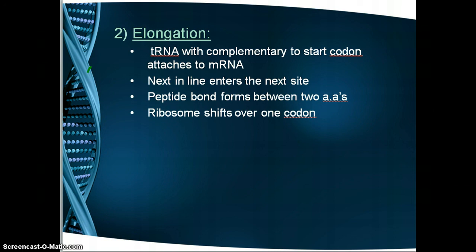So 2 tRNA molecules come into the ribosome and attach side by side. Once they're attached side by side, a peptide bond, which is a kind of bond that forms in a protein, will form in between the 2 amino acids that are being carried by that tRNA molecule. Once the bond has formed, the ribosome is going to shift over one full codon. Okay, so I'm going to draw another picture to show you kind of what this would look like.